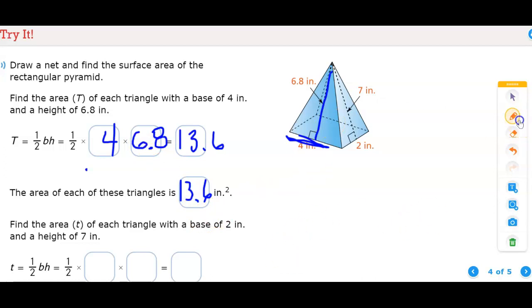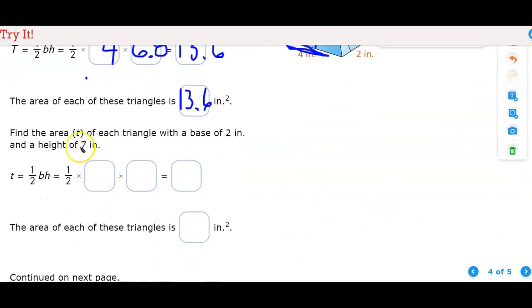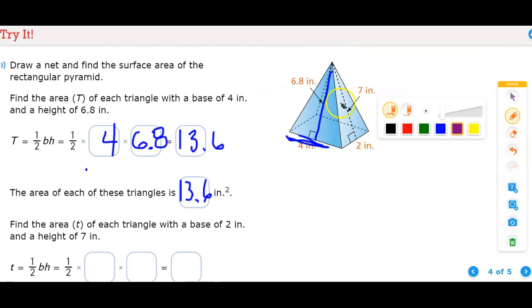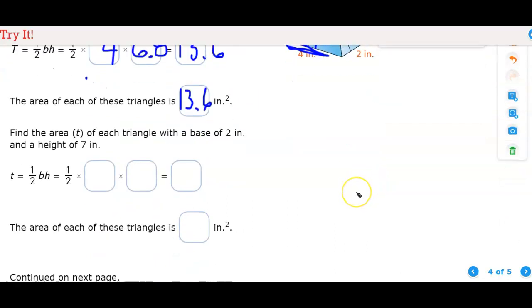Now we have the little t. Let's do a different color for the little t. The little t has a base of 2 and a height of 7. So we have 2 here, and the height of 7 there. Again, we're multiplying 1/2 times 2 times 7. Taking 1/2 of either number is dividing it by 2. So let's do half times 2. Half of 2 is 1. And then 1 times 7 is 7. So the area of each of these triangles is 7 inches squared.